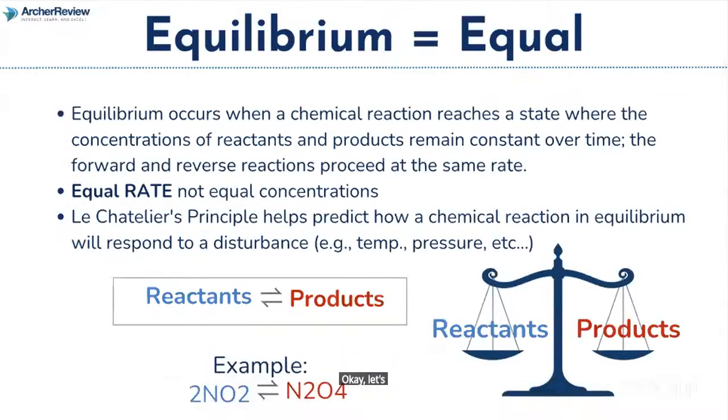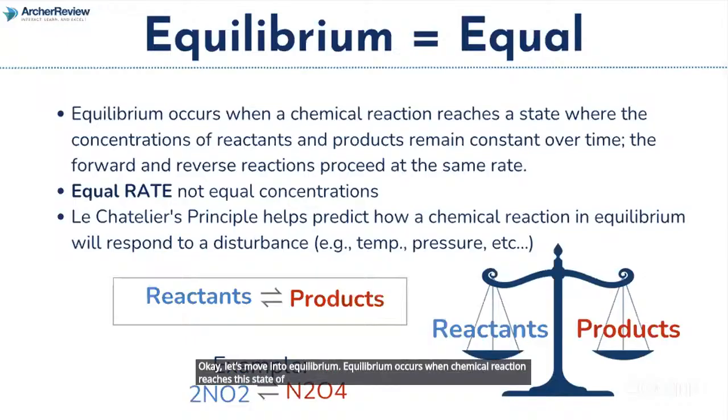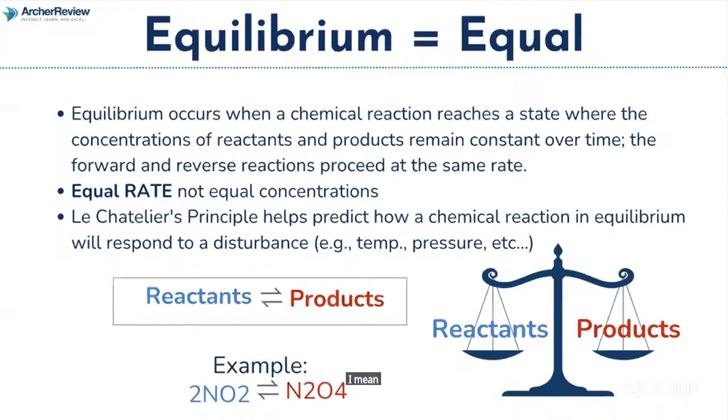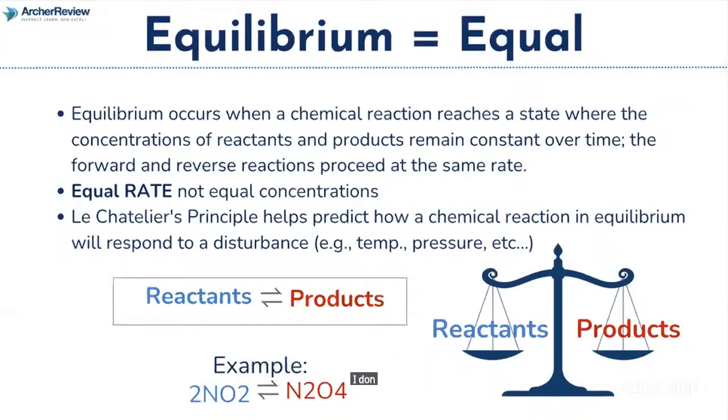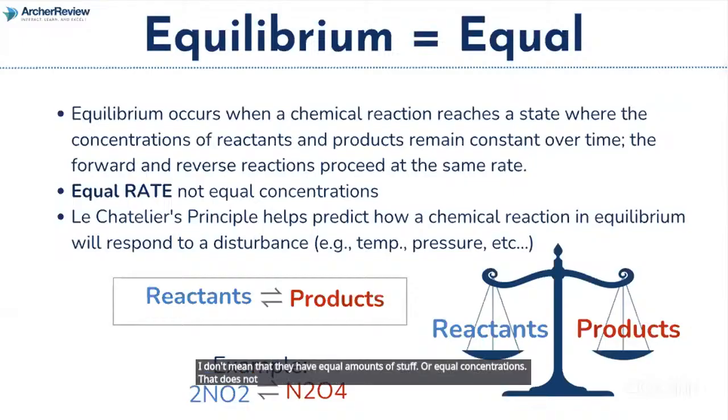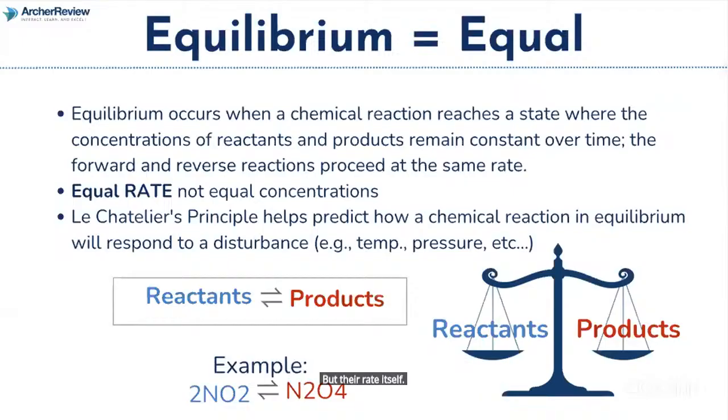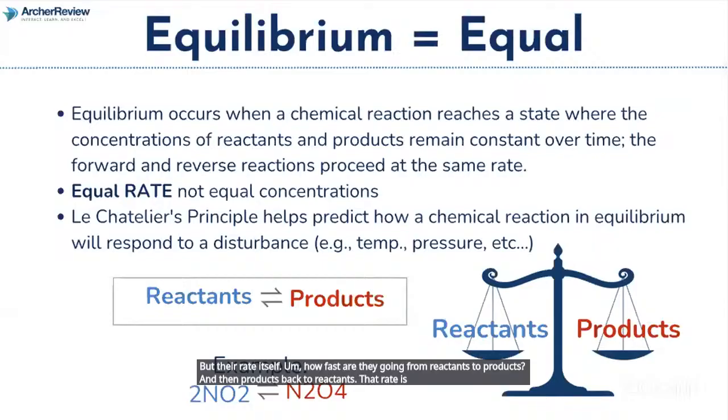Okay, let's move into equilibrium. Equilibrium occurs when a chemical reaction reaches this state of balance. And by balance, I mean that the rate of reactants becoming products or products going back to reactants is equal. It's the rate that is equal. They're proceeding at the same rate. I don't mean that they have equal amounts of stuff or equal concentrations. That does not have to be equal. But their rate itself, how fast are they going from reactants to products and then products back to reactants? That rate is equal. And that's known as chemical equilibrium.